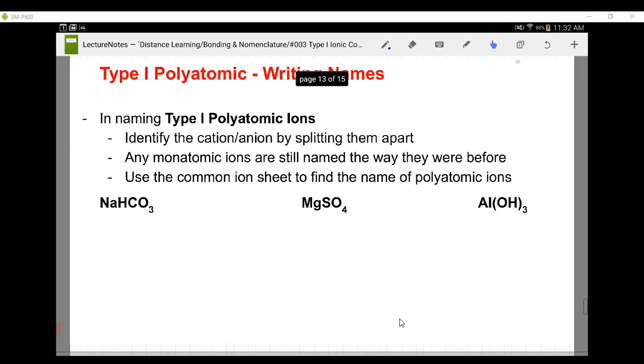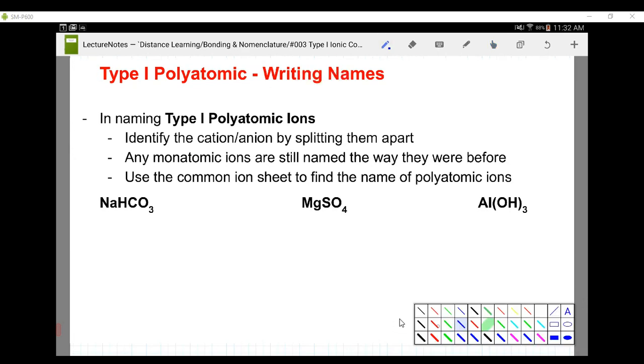In terms of using those and the other endings on the back to write the names of these, the first thing you need to do is identify what is the cation and what is the anion and split them apart. So we know that the cations are generally going to be metals unless they are that NH4 compound. So here is our metal. We're splitting there. We have a metal with magnesium, and we have a metal with aluminum.